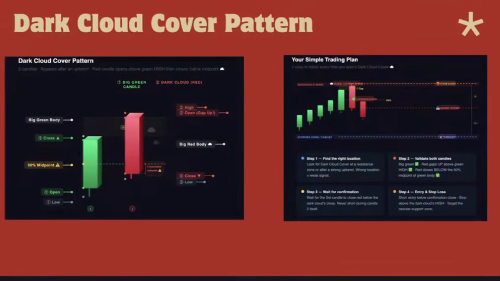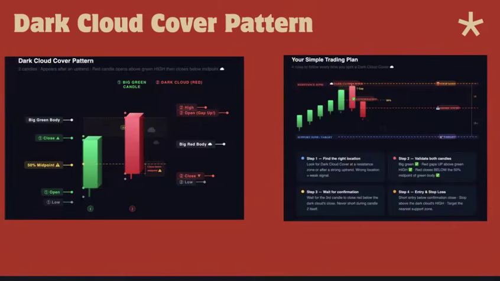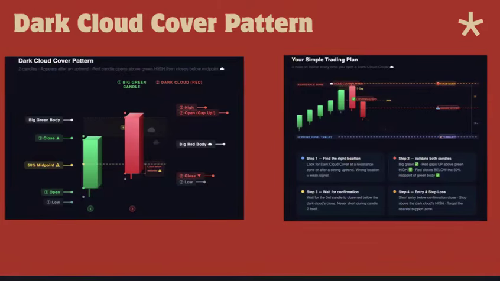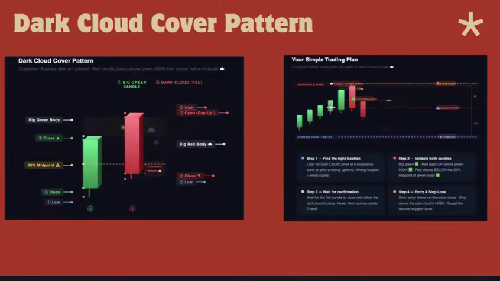The next bearish reversal pattern is dark cloud cover. It is the opposite of the piercing pattern. So first a green candle, then a big red candle, which opens higher and closes below the 50% of the green candle. So how to trade it? Again, we need to spot it at resistance. It's a two-candle combination. You can spot it over here at resistance.